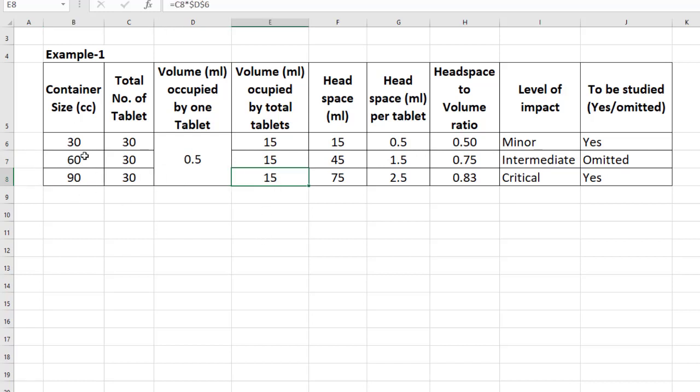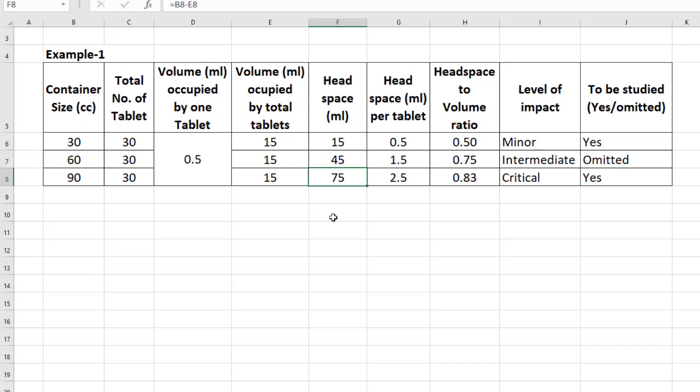Now, as this container size is 30 and 15 ml is occupied by the tablets, how much is the free headspace volume available? Just by subtracting the volume occupied by the tablets from the actual container volume. So the container volume in the case of 30 cc is 30 ml. 30 minus 15 gives 15 ml as the headspace volume. For the 60 ml container, the headspace volume will be 45 ml. And for the 90 ml container, the headspace volume will be 75 ml.